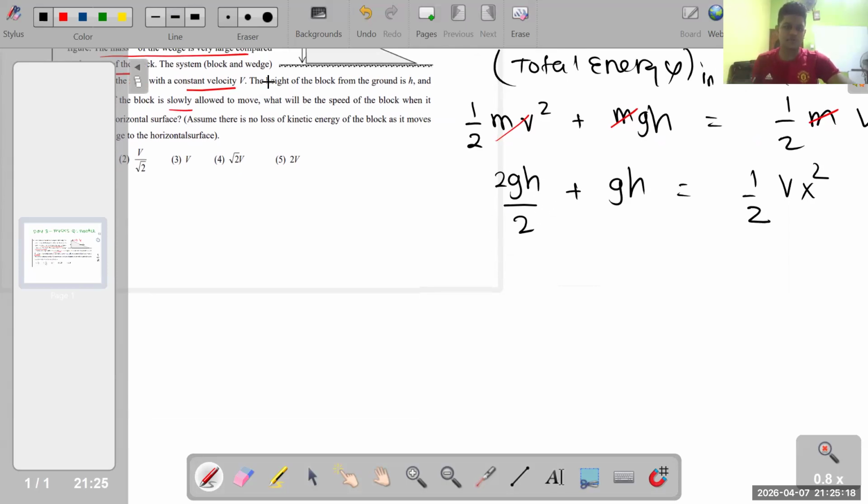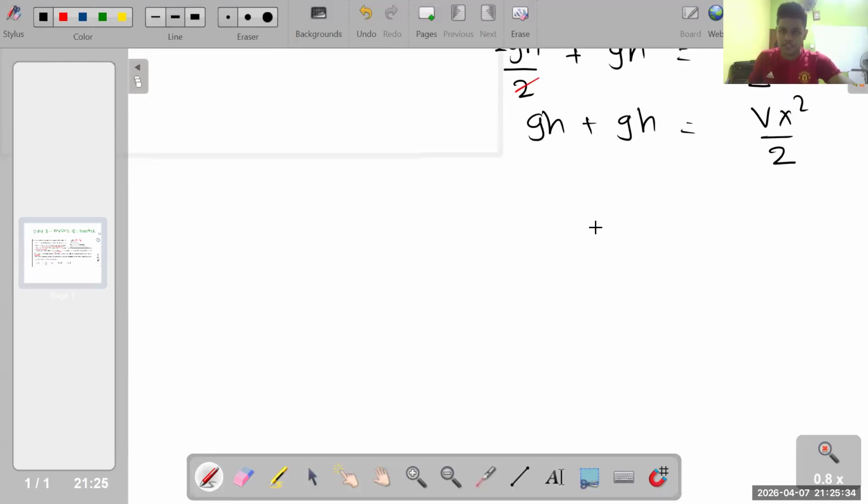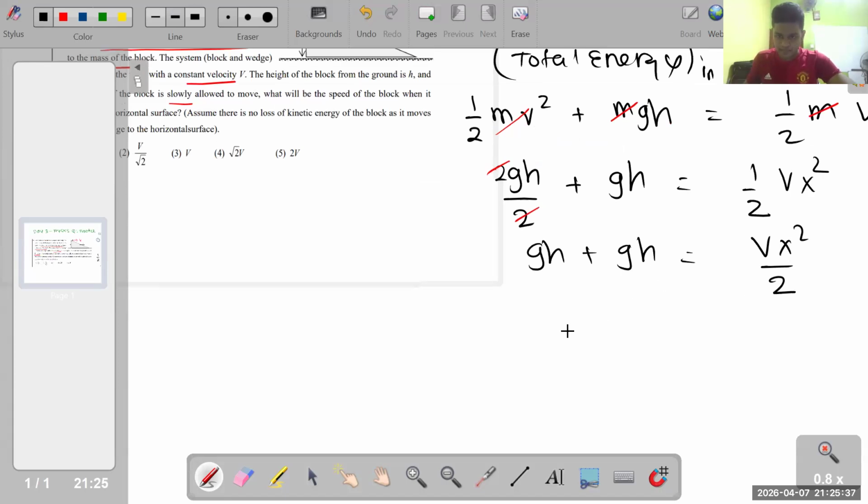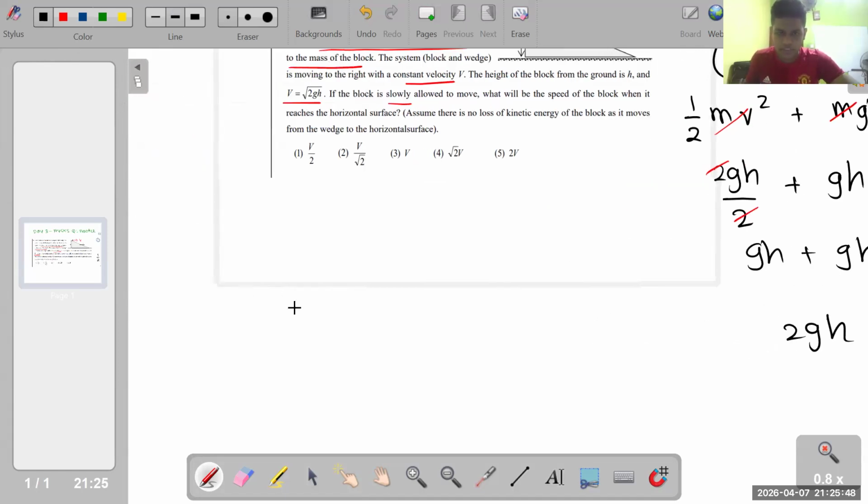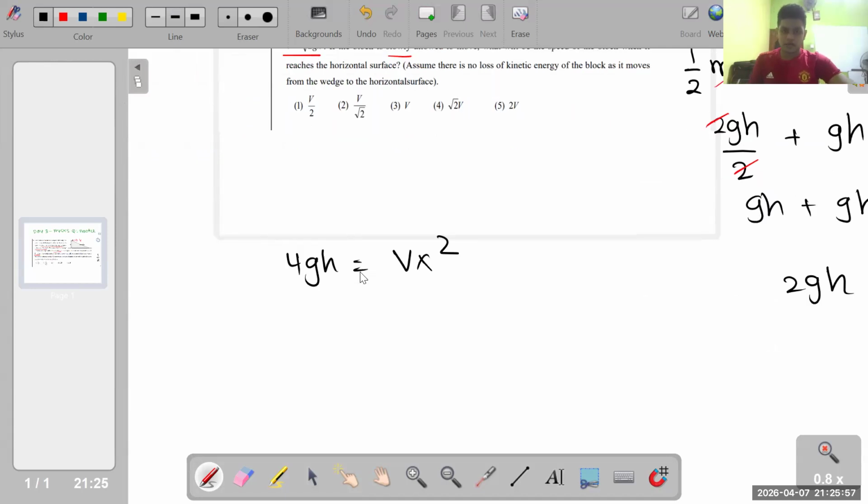So I can cancel these two also. How? See here, 2 cancels off, so it will be gh plus gh equals to vx square over 2. So gh plus gh equals 2gh, and vx square over 2. I can take this 2 to the other side. How will it look? So now 2gh into 2 equals 4gh equals vx square. Okay, what now?